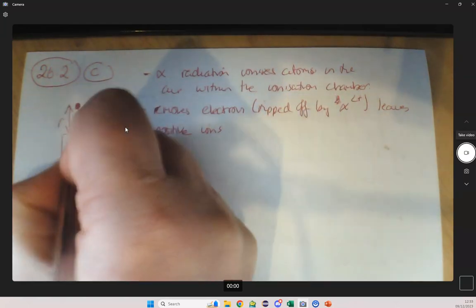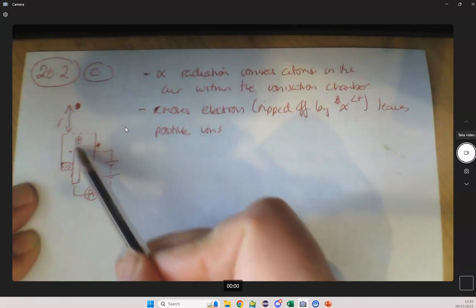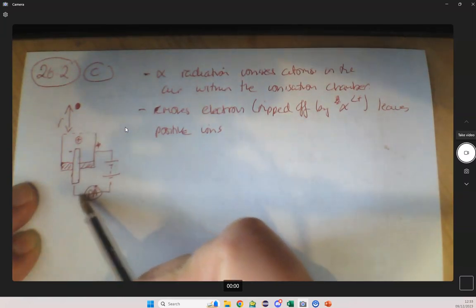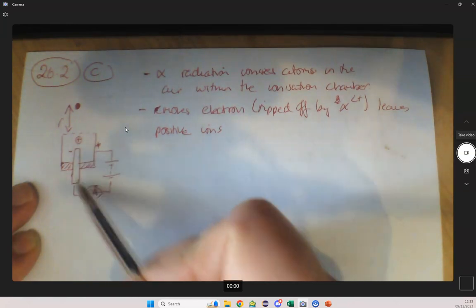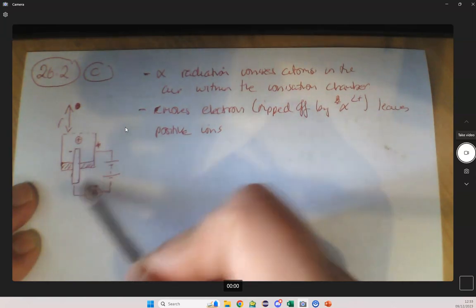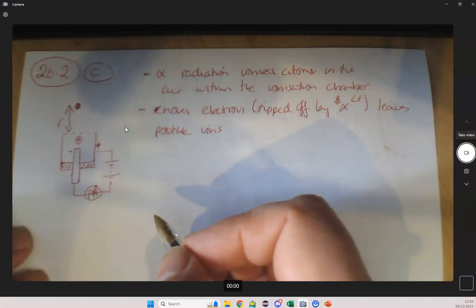So if I've got a positive ion here left behind, that positive ion is going to be attracted to the negative electrode, which means you'll then get a current, minuscule current running all the way around. And every time it ionizes, you can get this tiny, tiny current. If there's constant ionization, you get a constant current running around that, though the current will be very small.